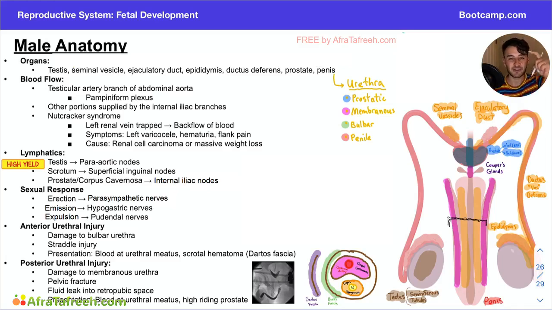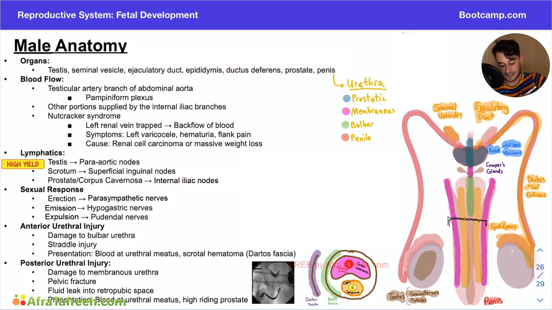And this happens to be where there's like a nice little bend in the tissue of the penis, and so if you jam something in there really fast, it's going to damage that membranous urethra. Moving on in green, we're going to talk about the bulbar urethra, and that's this beginning portion of the urethra here in the penis, and this is going to be prone to a type of injury as well that we're going to discuss later, so keep an eye out for that.